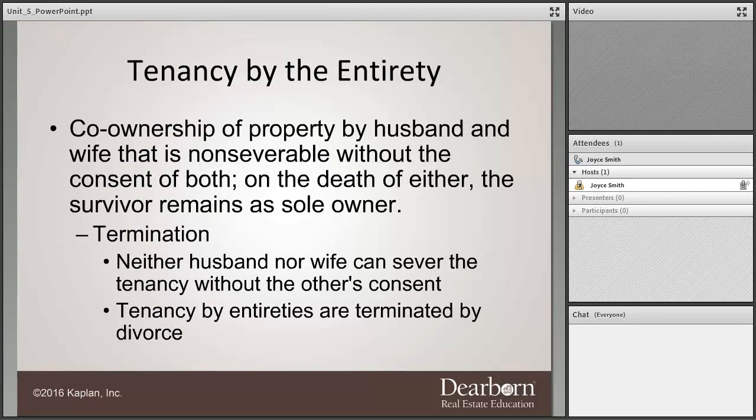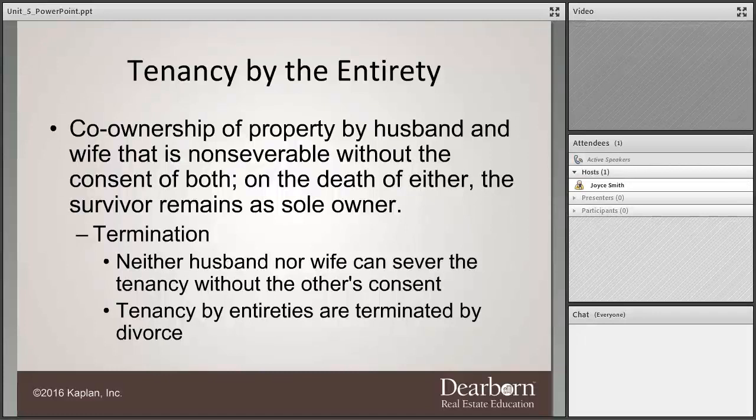Tenancy by the entirety. This is the only one that's husband and spouse, and you need to understand the entirety. This is one that you want to memorize for all your real estate tests: the co-ownership of the property by husband and wife that is non-severable without the consent of both. In today's laws, it's not necessarily husband and wife, it's by 2 that are married. On the death of either, the survivor remains as the sole owner, but they have to own it as tenancy by the entirety, and therefore they are both named in the deed or the ownership interest.